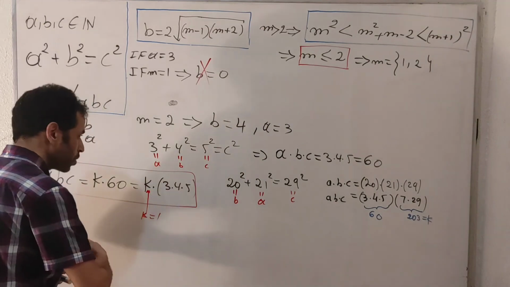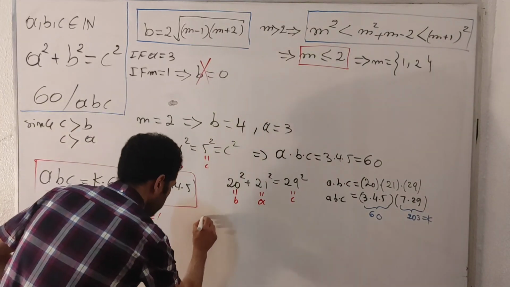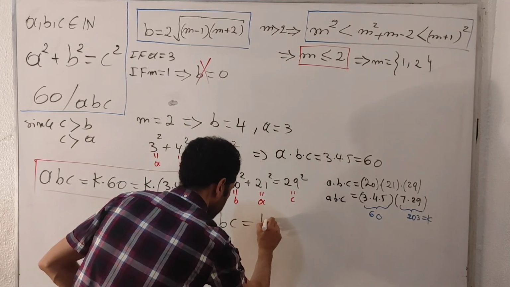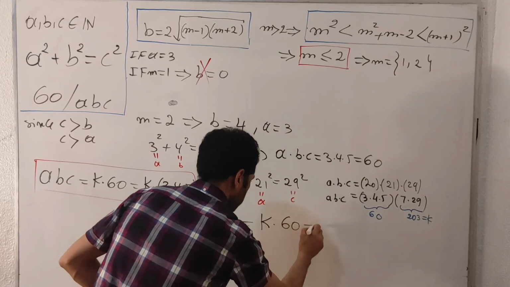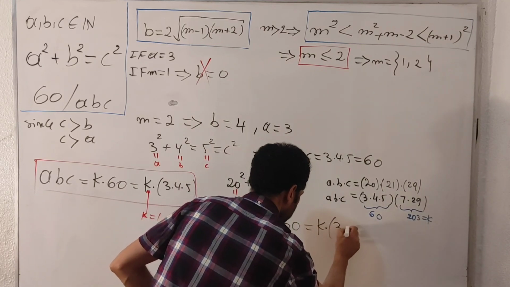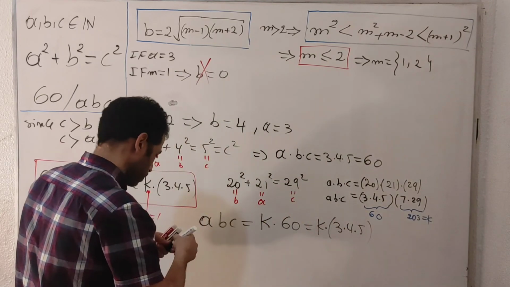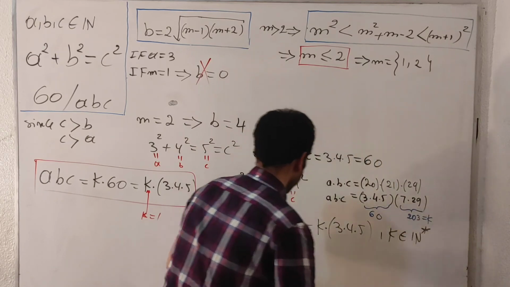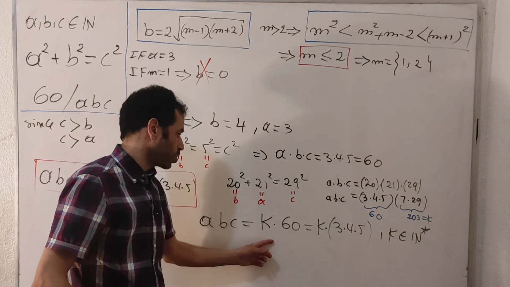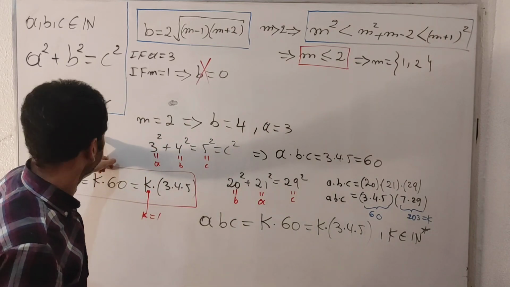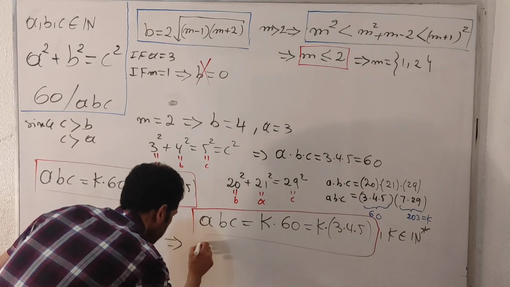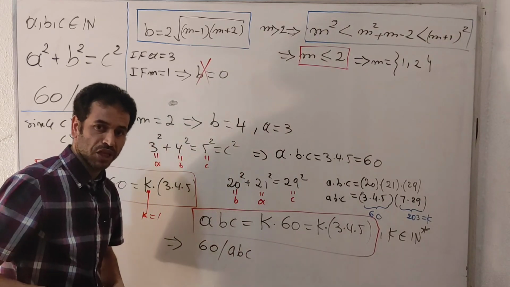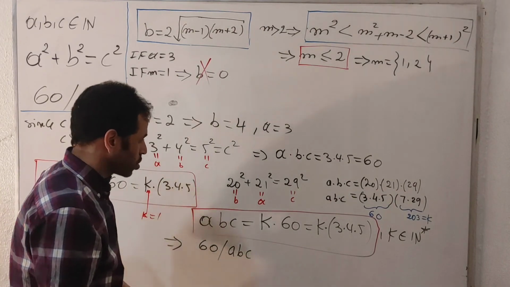In general, ABC equals K multiplied by 60, which is K multiplied by 3 multiplied by 4 multiplied by 5, where K is a natural number, but K must be positive. K equals 0 doesn't work, as we have proven before. This tells us that 60 divides this product ABC. In other words, ABC is divisible by 60. Okay, so I have proven this.